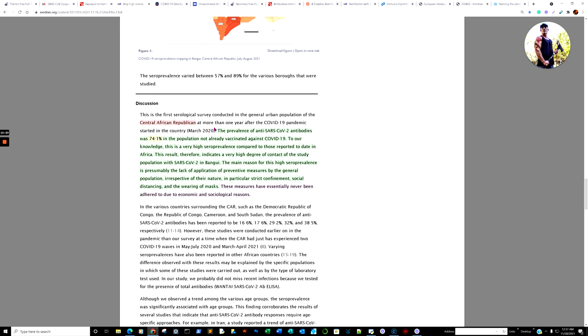The Central African Republic, this is the first serological study conducted in the general urban population of the Central African Republic, at more than 1 year after the COVID-19 pandemic started in the country. The prevalence of anti-SARS-CoV-2 antibodies was 74.1% in the population not already vaccinated against COVID-19. So basically, they've developed anti-SARS-CoV-2 antibodies in about three-quarters of the population not already vaccinated. To our knowledge, it's a very high seroprevalence compared to those reported to date in Africa. This result, therefore, indicates a very high degree of contact of the study population with SARS-CoV-2 in Bangui.